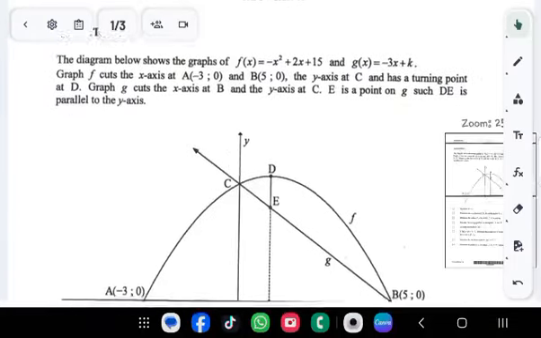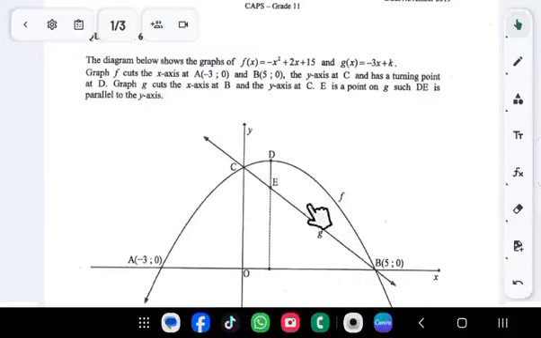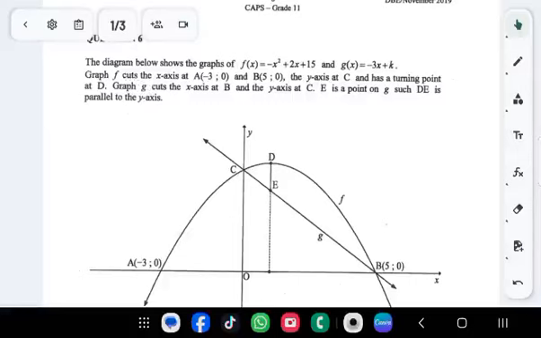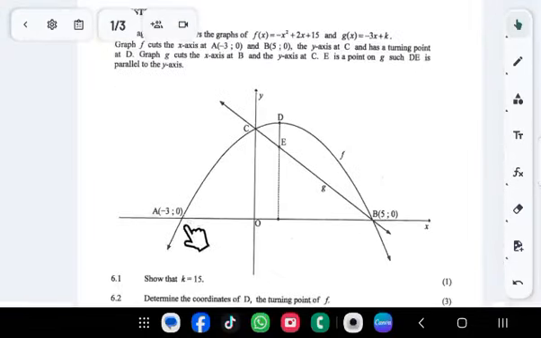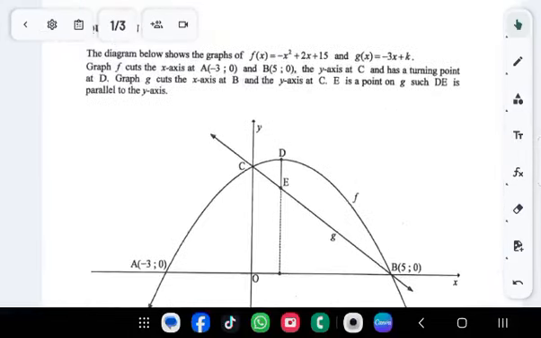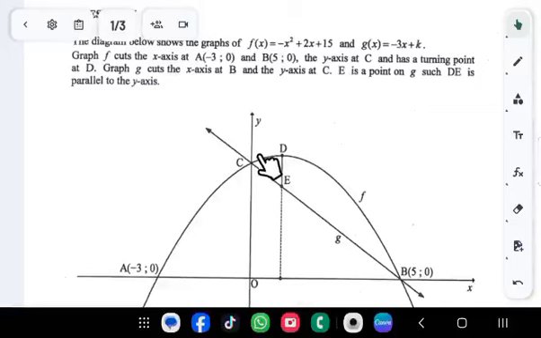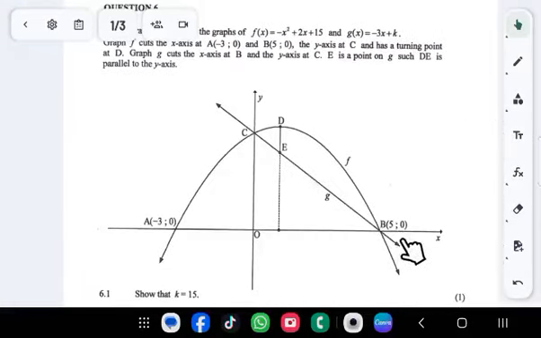F of x is the parabola, you can even see with the equation, and g of x is the equation of the straight line. Graph f cuts the x-axis at point A, negative 3, 0, which is the x-intercept of the parabola, and B, 5, 0, which is the other x-intercept of the parabola. The parabola cuts the y-axis at point C and has a turning point at point D. Graph G, that is the straight line, cuts the x-axis at B and the y-axis at C. So graph G and F have a common x-intercept at B and also share a common y-intercept at C.